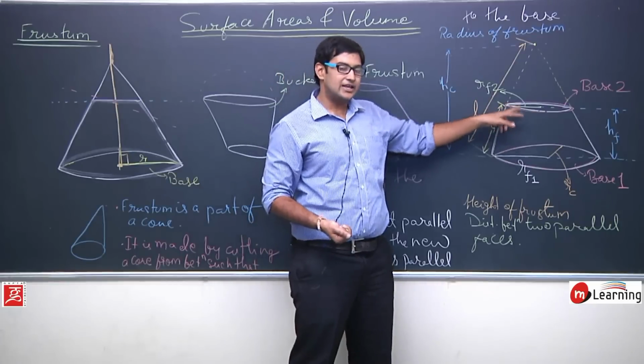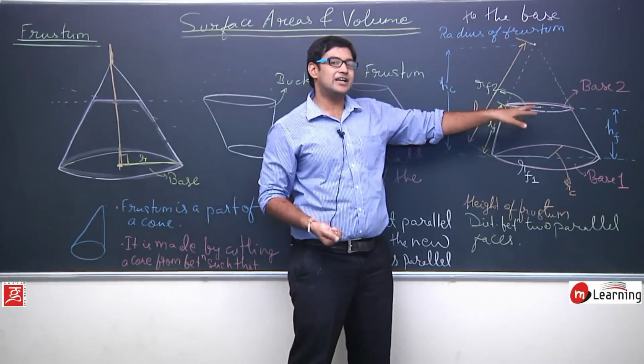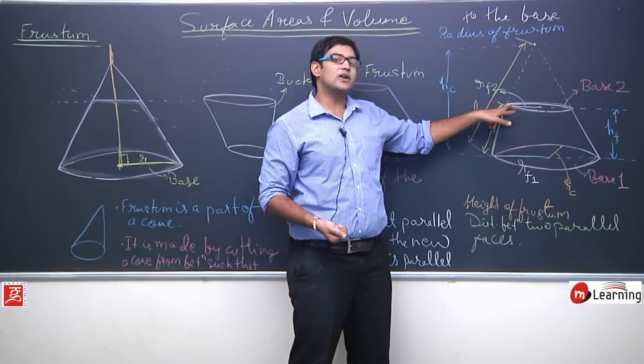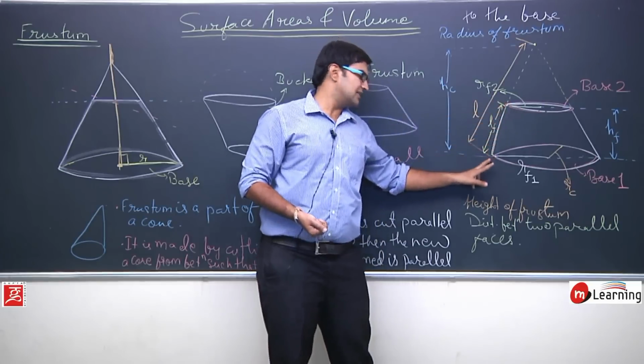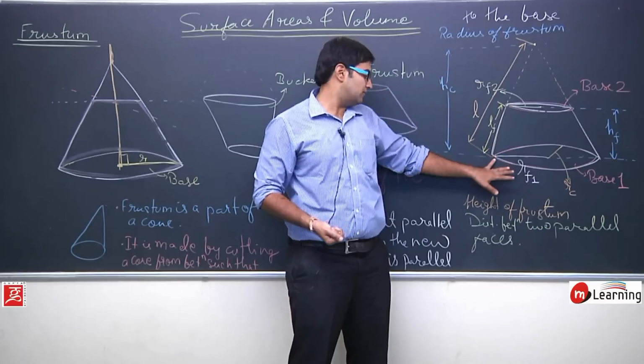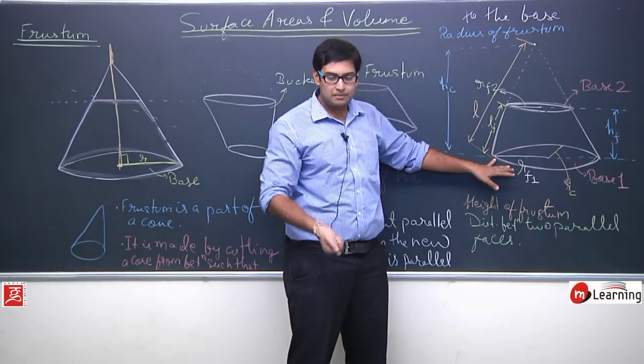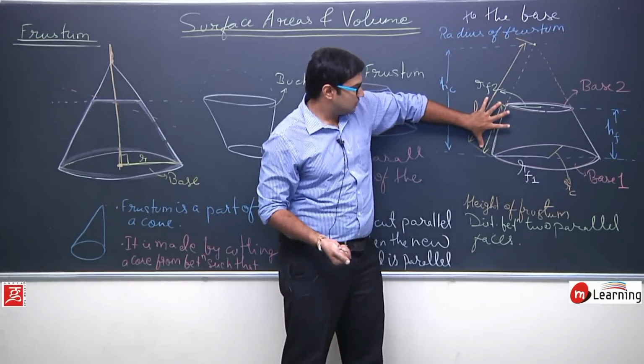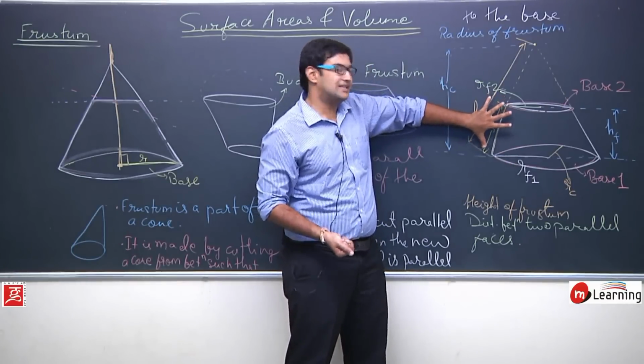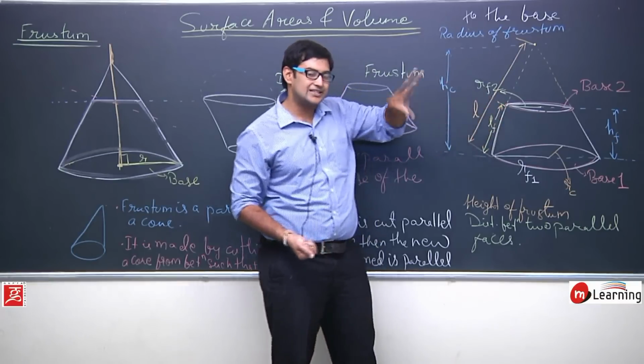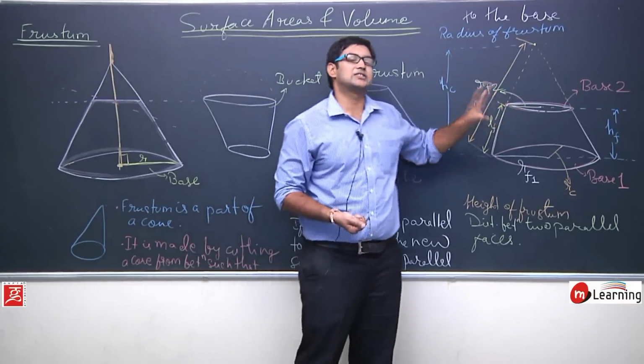Similarly, in the case of a frustum, I will define the slant height as the distance from one corner of the first base to the corresponding corner of the second base. That is the distance between the corners of the two bases, like this. This distance is known as the slant height of the frustum.